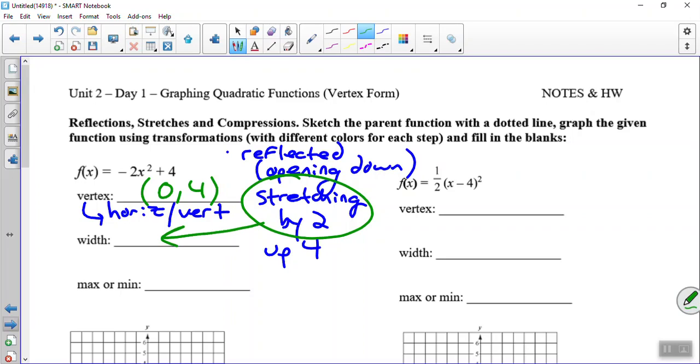All right, max or min, okay? This you might need to graph to see. But remember, if we're reflecting it, that means the graph is going to be upside down. So instead of having a minimum, like the parent function did, now it's going to have a maximum wherever the vertex is. And we're looking at the y value. Okay, max or min relates to y value and the range. Okay, so the max is going to be y equals 4 when x equals 0. Okay. So let's graph this.